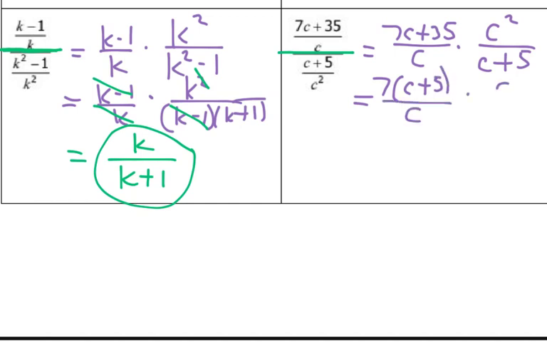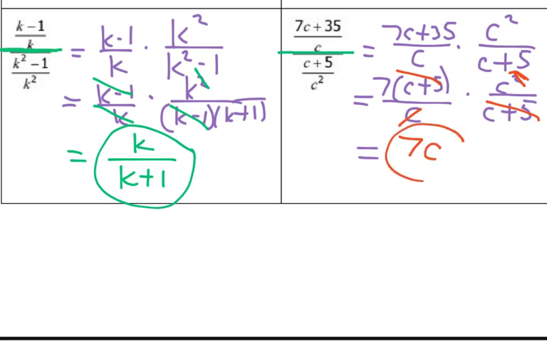And there is nothing to factor in the second fraction, so I'm going to just rewrite it. And then we're going to simplify anything that we can. So c plus 5 cancels with c plus 5, and then c with c squared, which will leave only one c in the second fraction. So my final answer is going to be just 7c.